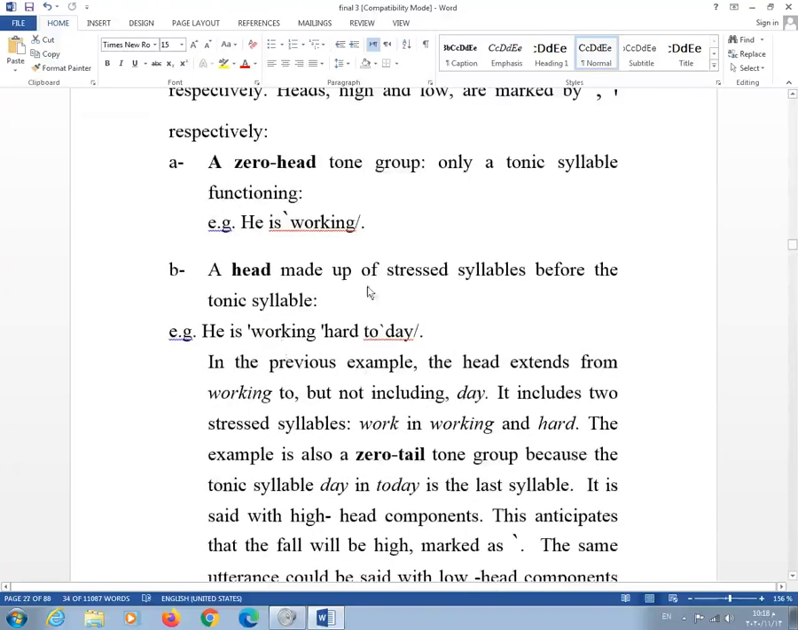A head made up of... this is a very important definition of head. A head is made up of stressed syllables before the tonic syllable. What's a head? A head is all stressed syllables that come before the tonic syllable. For example, he's working hard today. What is the head here? It starts with working hard, and then we have day, which is the tonic syllable. It's not included in the head. And how about he and is? They are constituting a part which is called pre-head. So it's pre-head, head, and tonic syllable.